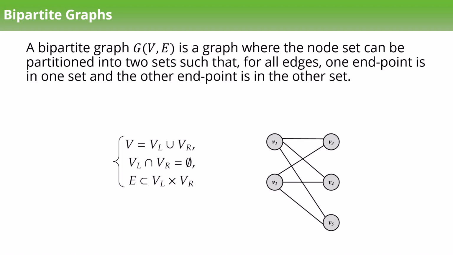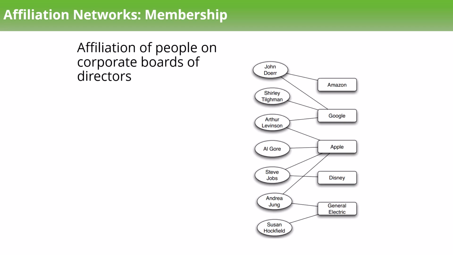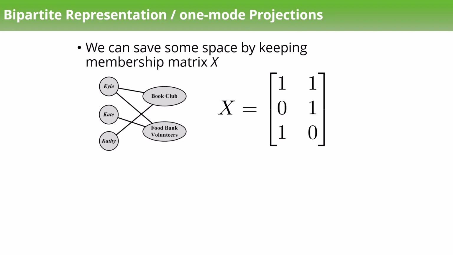So the next one is affiliation networks. An affiliation network is a bipartite graph. Example, people belong to companies, students belong to clubs, teachers belong to departments, edges represent membership. This is the bipartite or affiliation graph. It shows the left side is a group of companies and the right side is a group of branches. It means affiliation of people on corporate boards of directors, people and companies.